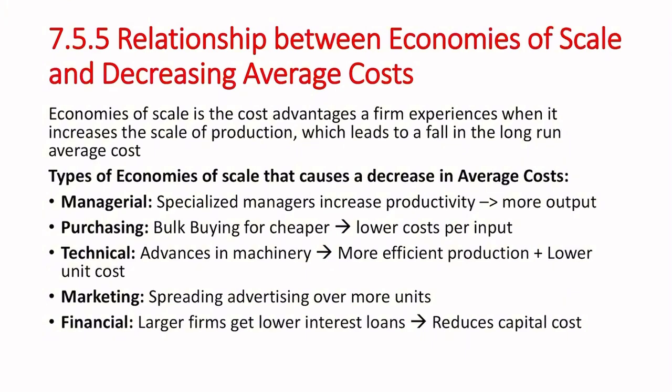Purchasing, which is when firms bulk buy for cheaper, and that lowers the cost per input. Technical, which is when a firm advances their machinery, and that leads to more efficient production, therefore lower cost per unit. Marketing, which is when you spread advertising over more units. And financial, which is when larger firms get lower interest loans, which reduces their capital cost.